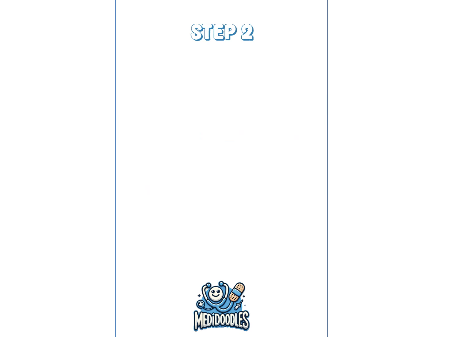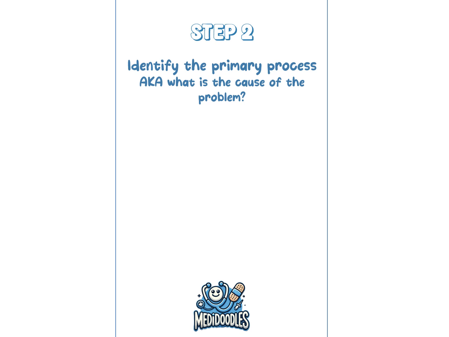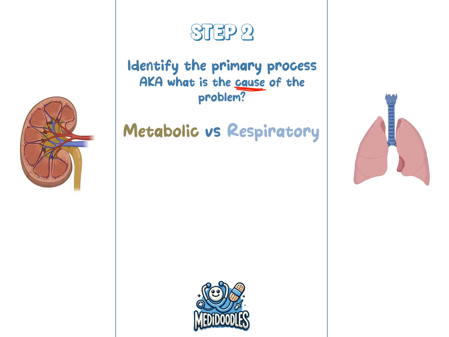Alright. The second step is we need to look at the primary process. Now, when we say primary process, we're looking for the cause of the problem. So there must be something in the body that went wrong for the pH to go off the limits, which is between 7.35 and 7.45. So we have two primary processes. We have metabolic and respiratory. And when we're saying metabolic, we're essentially referring to the kidneys. And when we say respiratory, we're referring to the lungs.